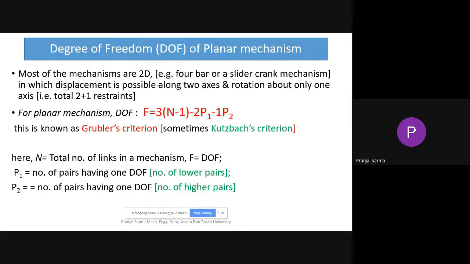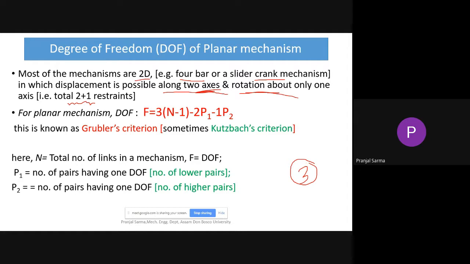So now most of the mechanisms are in 2D, like generally the four-bar mechanism or the slider crank mechanism. They are essentially 2D, even though they're kind of planar mechanisms also, and here the displacement is possible along 2 axes and rotation about only 1 axis. That is total how many freedoms we are allowing? Two axes it is possible, that means 2 plus 1, and rotation about only 1 axis.